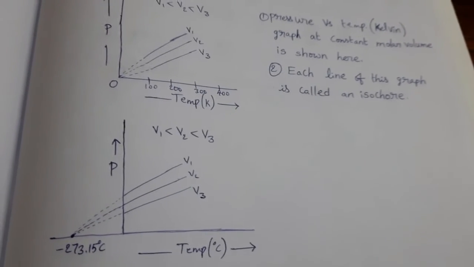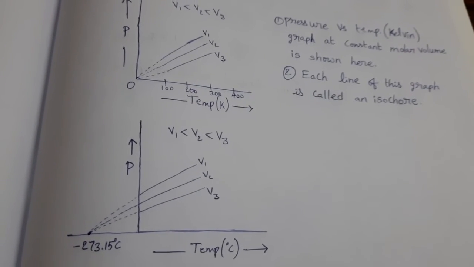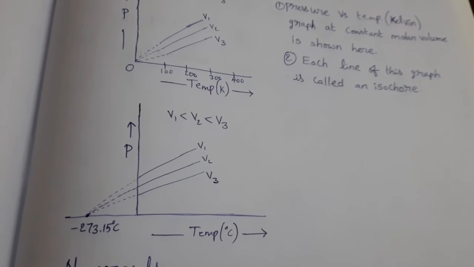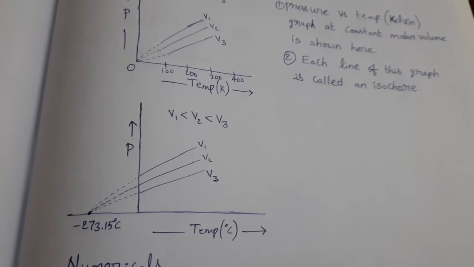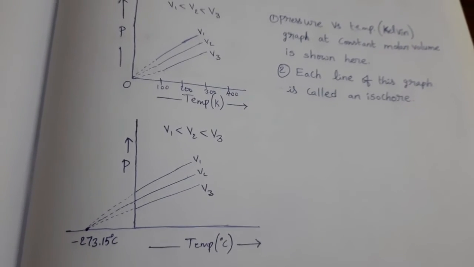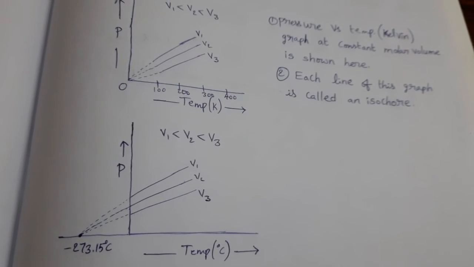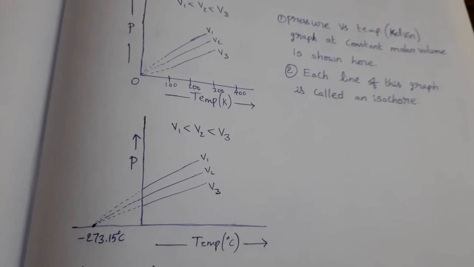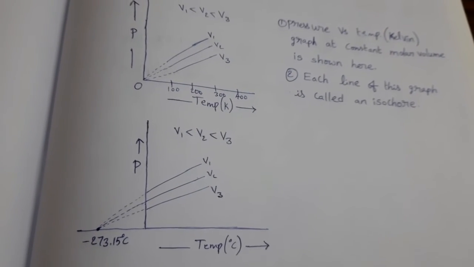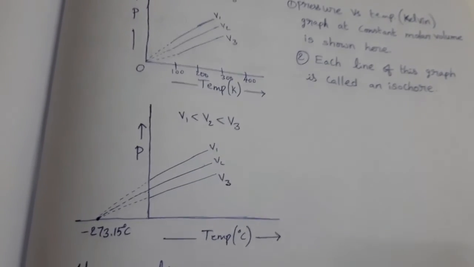Same as what we learned in Charles' law. For every 1 degree rise or fall in temperature, volume also increased or decreased by 1 by 273.15 of the original volume at 0 degrees Celsius. Here also, for every 1 degree rise or fall in temperature, the pressure increases or decreases by 1 by 273.15 of its original pressure at 0 degrees Celsius.